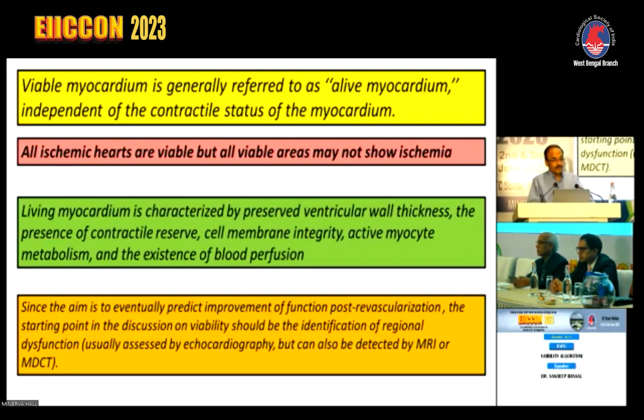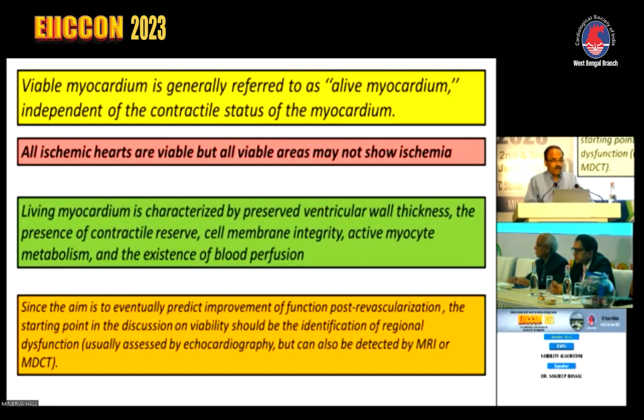It is also important to remember that all ischemic hearts, whenever we do any reversibility testing, we do a treadmill, we do a dobutamine stress echo, or we do a stress thallium test or a stress MPI test, we are actually detecting ischemia. So it is important to remember that all ischemic hearts are viable, but the contrary is not true. All viable segments are not ischemic. They may not show ischemia.